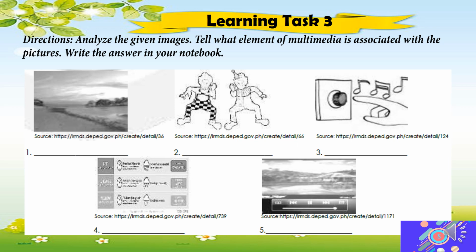Okay, so let us now answer learning task 3. For the first image, it is associated with graphic. Number 2 image, associated with animation. And number 3 image, it is associated with sound. And number 4, associated with text. And number 5, this is associated with video.